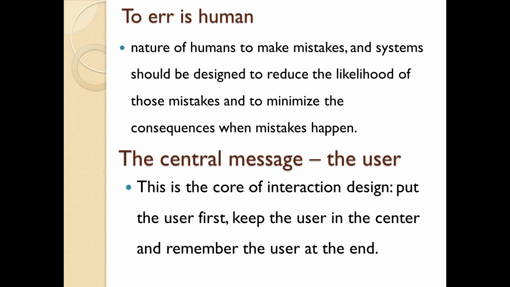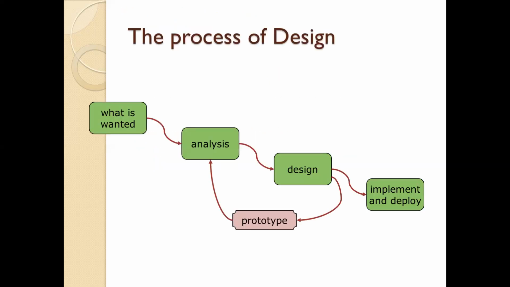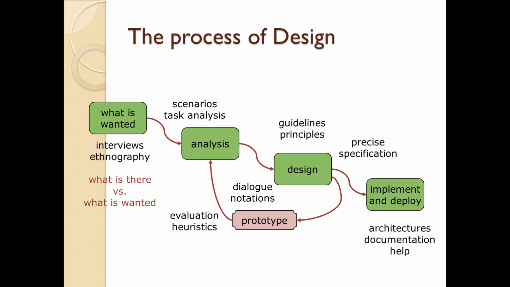The central message: the user. This is the core of interaction design. Put the user first, keep the user in the center and remember the user at the end. So what is the process of design? What is wanted? Analyze, design, prototype, and if the prototype is okay, you can continue. Otherwise, again analyze and design, and the final step is implement and deploy.